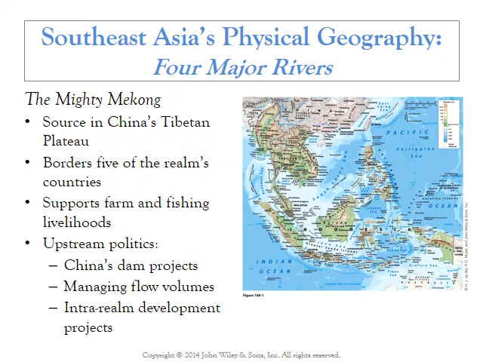Perhaps the best known of the rivers of this region is the Mekong, which has its headwaters in China, and then creates the boundary between several countries in Southeast Asia before emptying out into the Mekong Delta region in Vietnam.